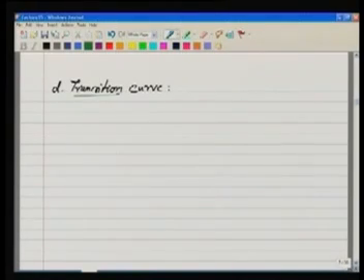One more type, and a very important one, is the transition curve. Now what is the meaning of transition curve? These are curves we provide in order to change the direction smoothly.